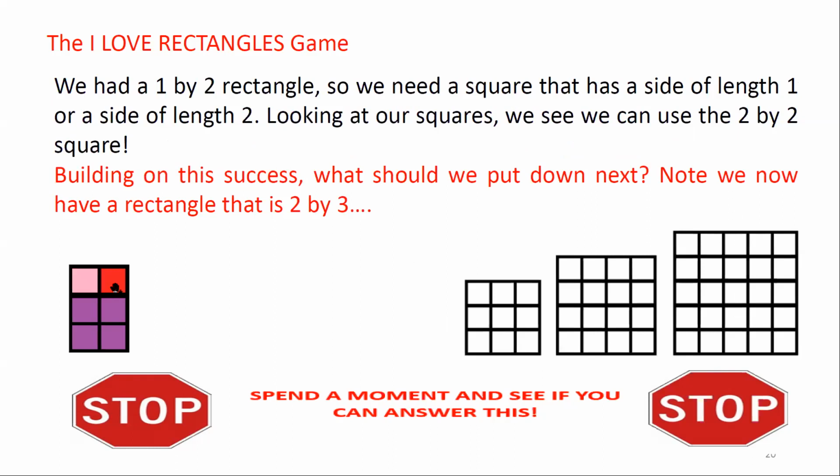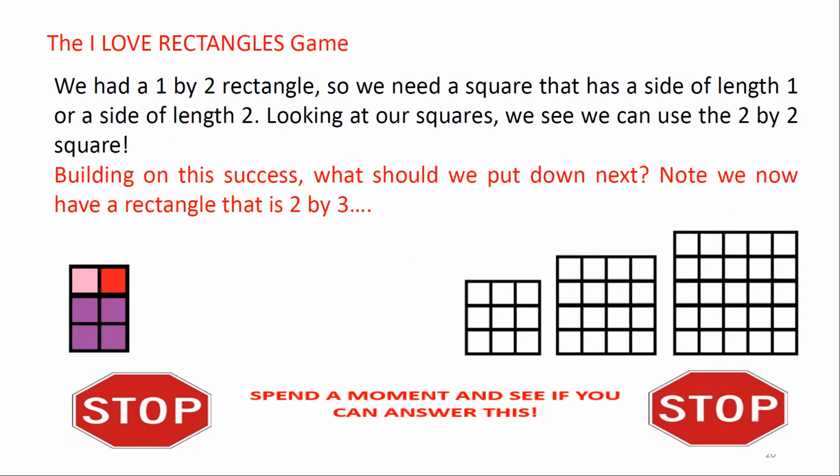And so if you put down the 2 by 2 square, we start off with a 1 by 2 rectangle. That was this one over here. Now we have a 2 by 3 rectangle. So what should we put down to continue a rectangle? We have a 2 by 3. So think about it for a while. You've got a 3 by 3 square, a 4 by 4 square, a 5 by 5 square, a 6 by 6 square. So stop and think.